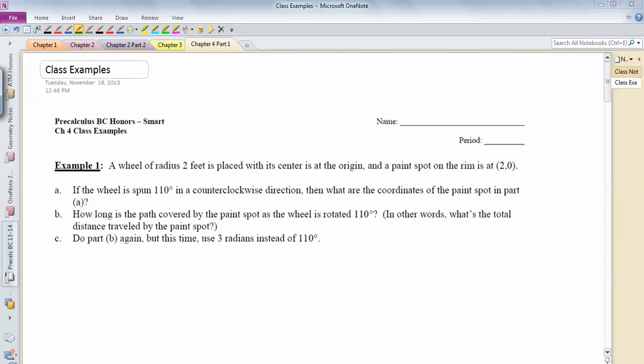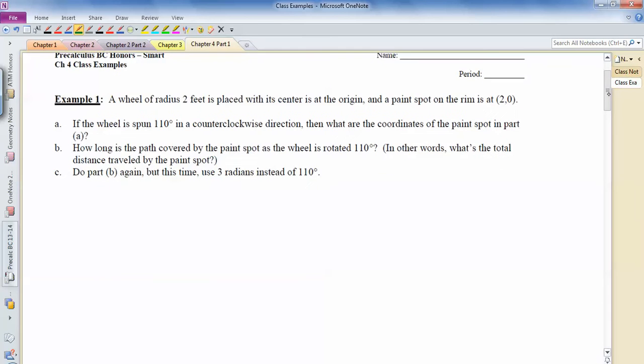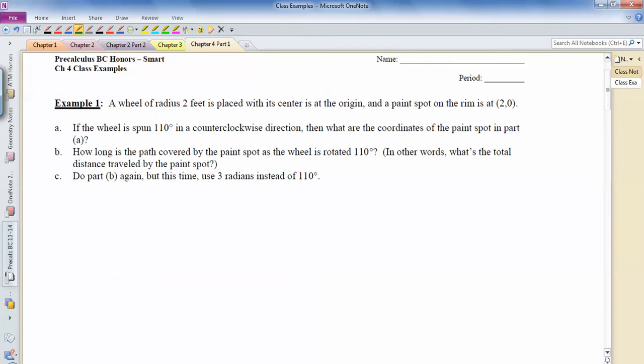Okay, so this is chapter 4, some of the examples that we've done in class. I'm just going to make a bunch of videos covering these examples. So in this one, let's look at example 1 here. We've got a wheel of radius 2 feet, centered at the origin, and there's a paint spot on the rim of the wheel. It would be at 2, 0.